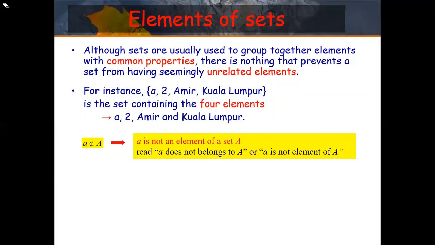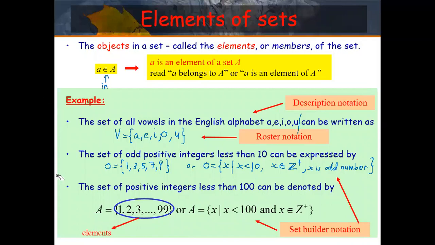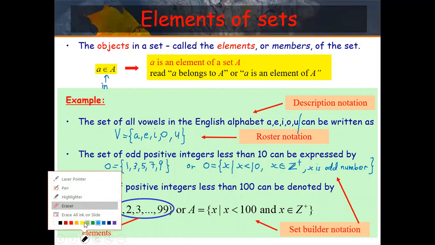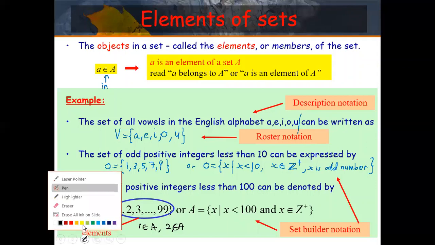Okay, so how about if it is not a set? Let me write it down. If it is like this, set A is 1, 2, 3 until 99. So we can say that 1 is an element of set A, 2 is an element of set A. The symbol looks like an E but it is rounded.